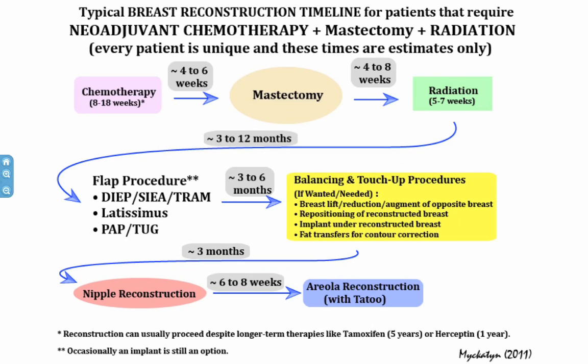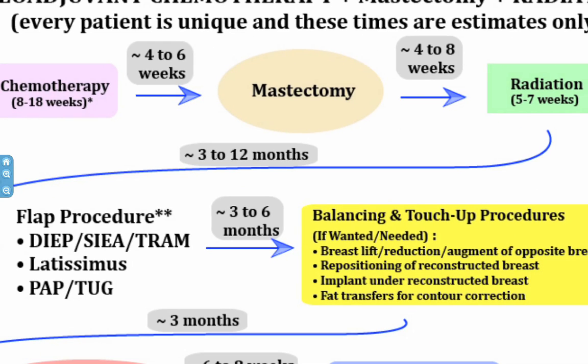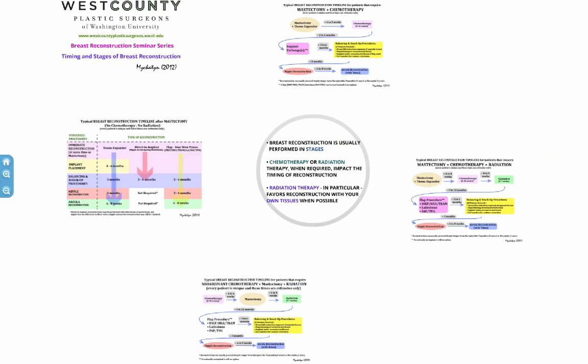In other instances still, neoadjuvant chemotherapy is needed. This means that chemotherapy precedes the mastectomy. After the neoadjuvant therapy, the mastectomy is performed and often a tissue expander can be placed at that time. This would then be followed by radiation therapy, and after that, the remainder of the reconstruction is performed, and this can include flap procedures, balancing procedures again, as well as nipple reconstruction and areolar tattooing.